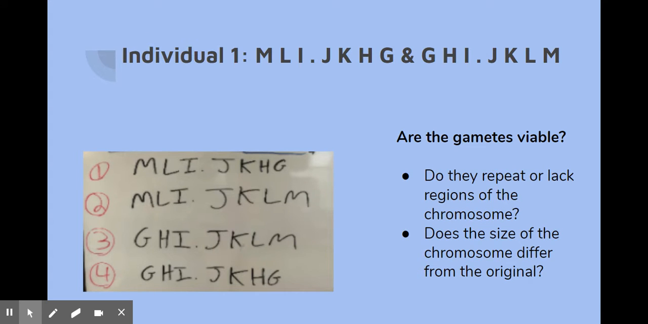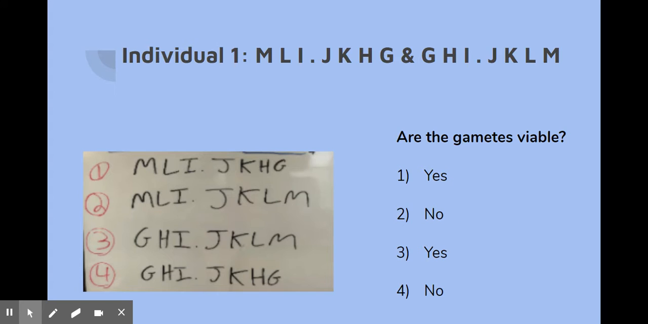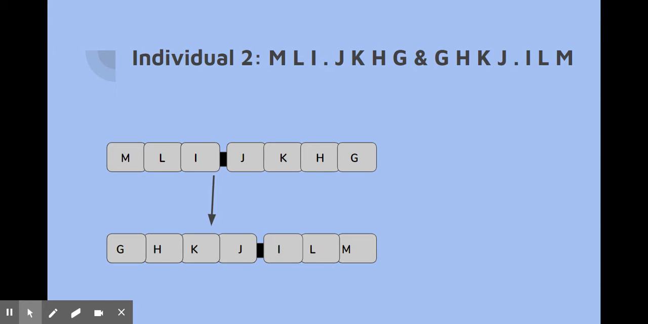So, are these gametes viable? Well, if the answer is yes to either of those questions of repeat or lacking regions, or size, then they are not viable. So gametes 2 and 4 are not viable due to a repetition of either L and M or H and G.